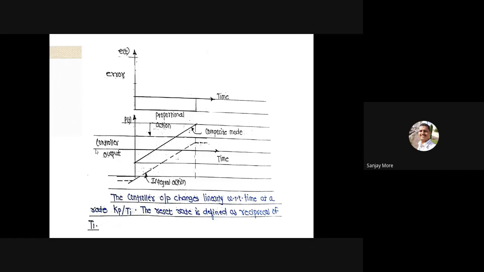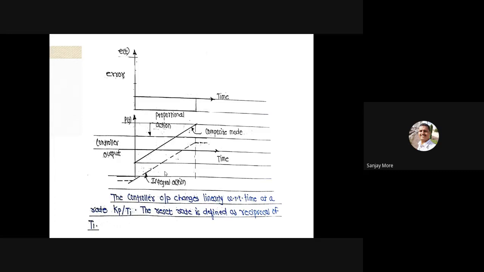In the first graph, error versus time, only proportional or proportional plus integral, the line is displayed as a straight line. And in the control output versus time graph, proportional action is a straight line, but in integral action, give the inclined motion. In between, composite mode will be there. Composite means a combination of proportional action plus integral action.